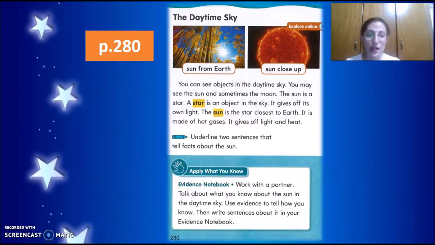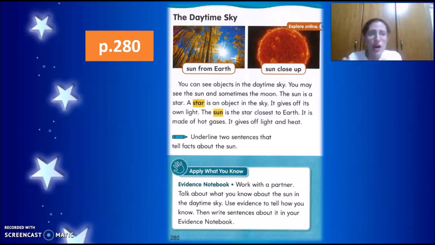Excellent. And they're telling us that stars give off their own light. That's why we could see them. Am I shining light on the sky to see the stars? No, we could see the stars easily. Why can we see the stars easily? Because the stars give off their own light. Clear? And they're telling us that the sun is the star closest to Earth. So we have a lot of stars around the Earth, but the sun is the closest to Earth. And they're telling us that it is made of hot gases, that if we touch it, we will get burned because it's really hot. Okay, guys?